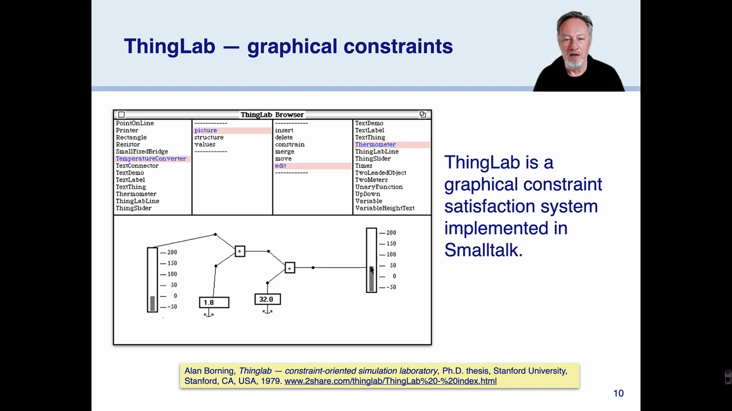The interesting thing about this particular tool is that the constraints, of course, work in two directions. So it's not a procedural system, but it's actually a constraint-solving system. So that means when you grab the thermometer in Celsius and twiddle it, then you'll get the values in the other thermometer being adjusted and vice versa.